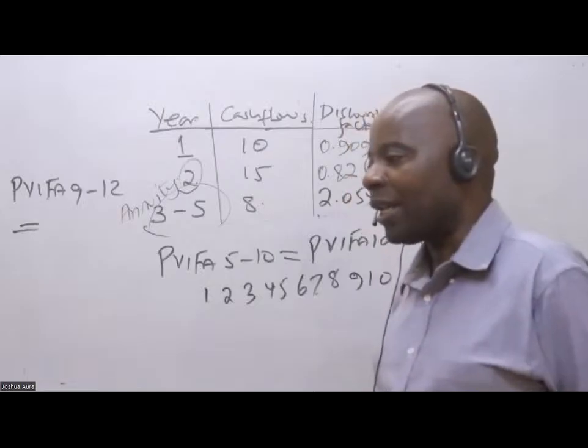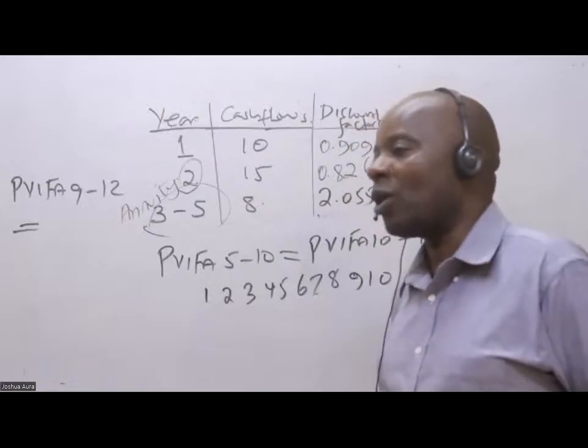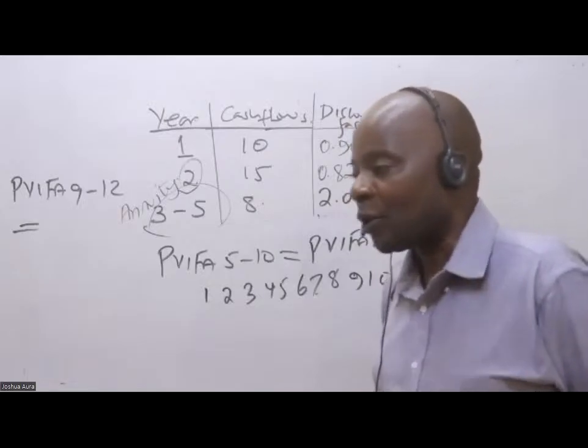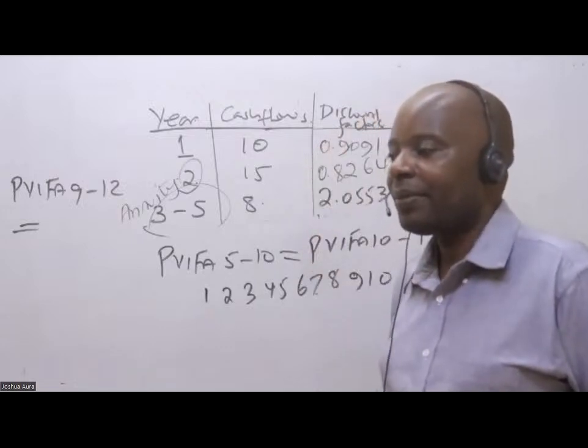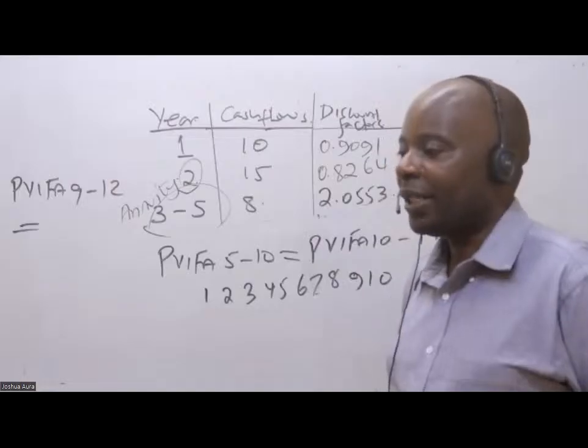It will be PV for what minus PV for what? PV for 12 minus PV for what year? 8. Great. Thank you very much.